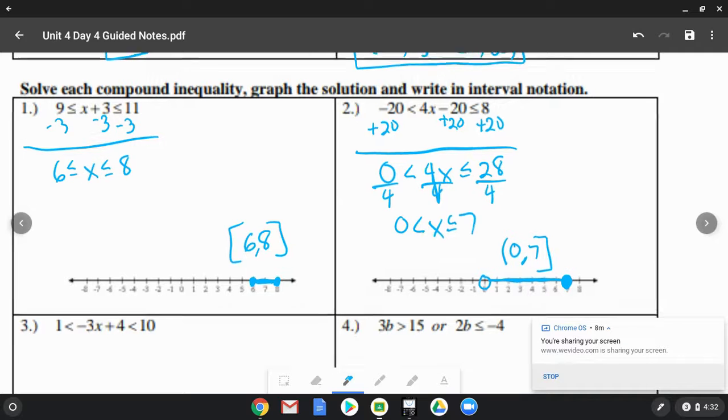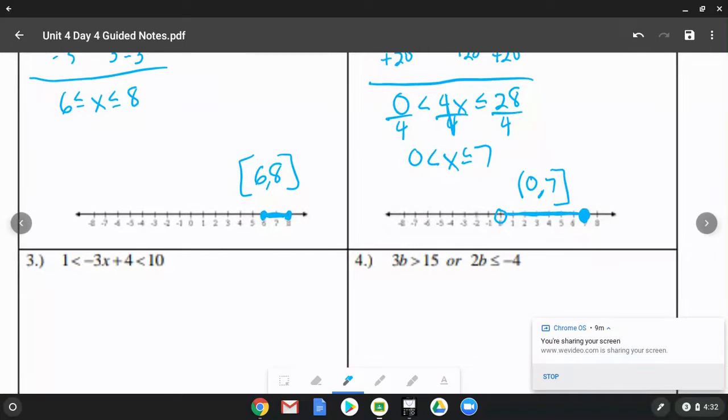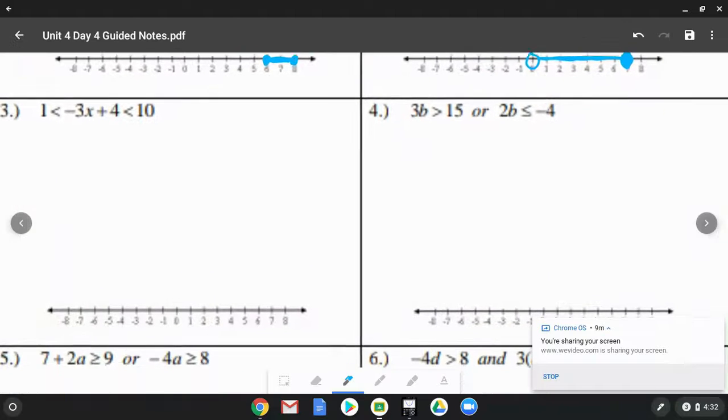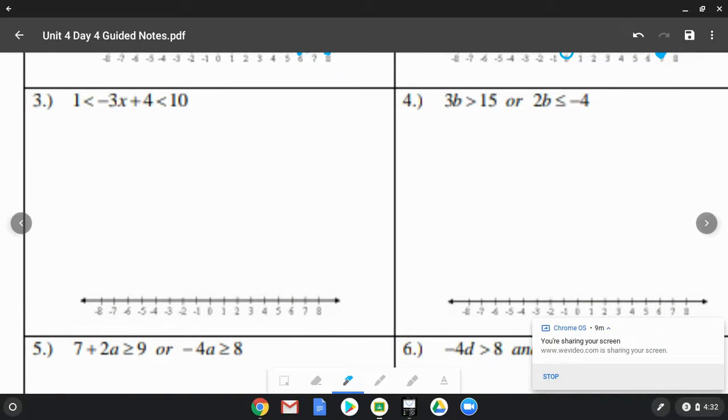Pause it if you need more time here to look at that. I'm going to go to 3 and 4. So 3 is an "and" type of inequality because the x is in between. So I'm going to subtract 4 from all 3 sides. And I get -3 is less than -3x, which is less than 6.